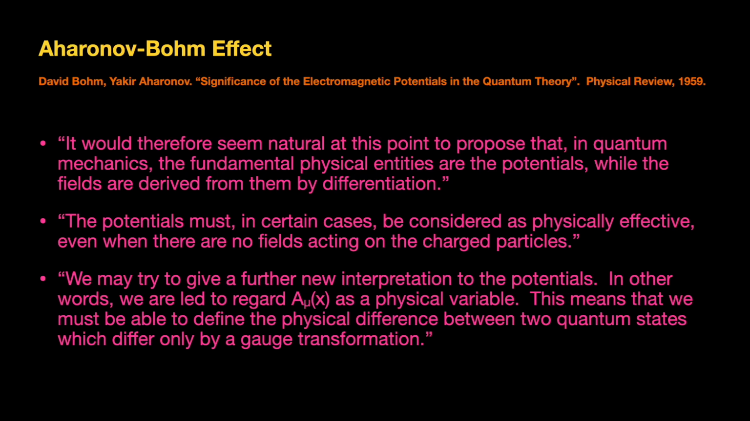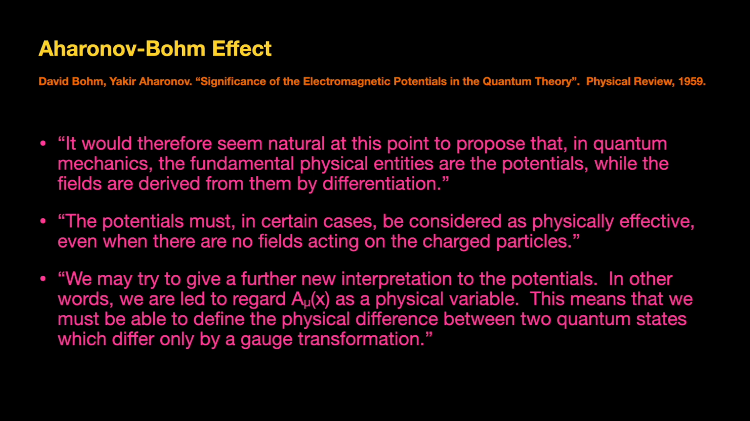It would therefore seem natural at this point to propose that, in quantum mechanics, the fundamental physical entities are the potentials, while the fields are derived from them by differentiation. So he's saying the electric potential and the magnetic vector potential are the primary fundamental entities that we want to work with, and the electric field and the magnetic field are secondary things.